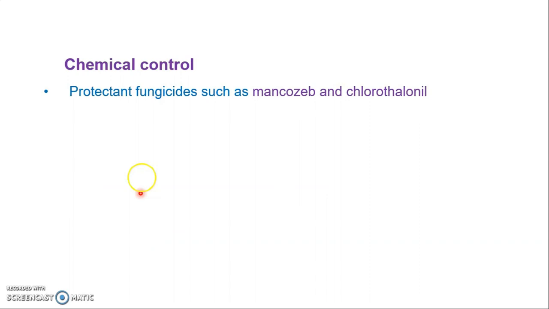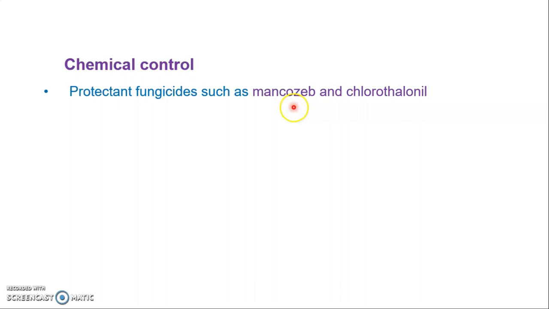So for chemical control, we have protectant fungicides, and we need to apply this fungicide before the disease. If you apply this fungicide before the disease, it can protect the crop from early blight disease. But I'm not sure whether these are still effective against Alternaria, against early blight disease or not, or about their hazardous behavior, because most fungicides have hazardous behavior and are not eco-friendly. I didn't read any information about these two fungicides, about their effectiveness as well as their harmful effects on the environment.